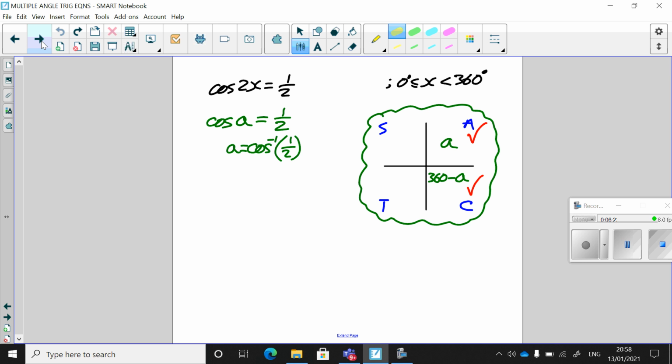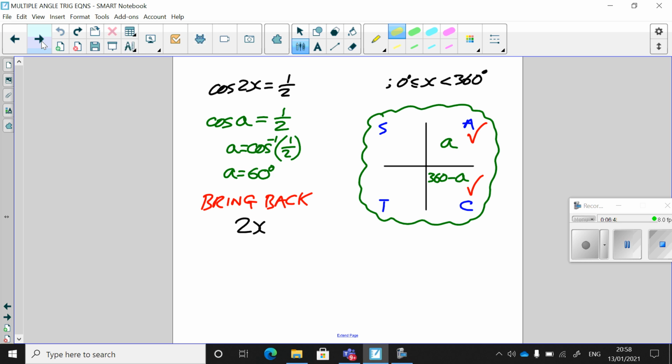I think you're quite right. 60 degrees. Right, you've all got your fancy calculators. That's a calculator answer. Let's go back to the quadrant check here. So we'll get a and 360 minus a. So a is 60 and 360 minus 60 is 300.